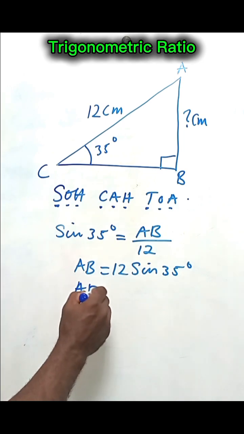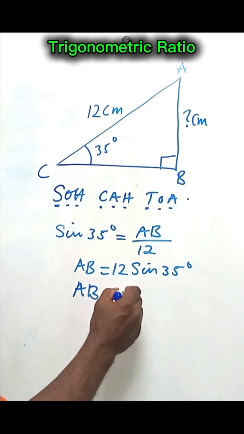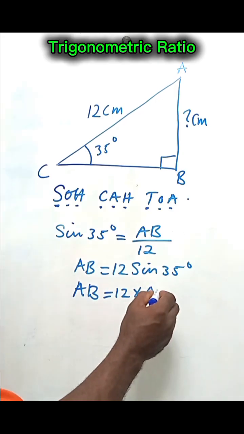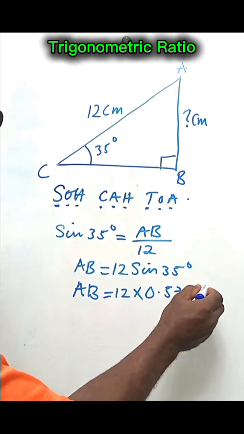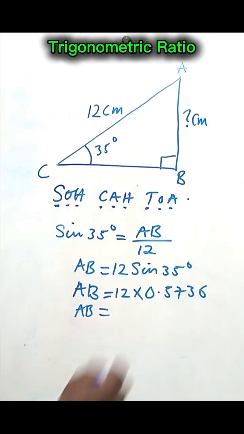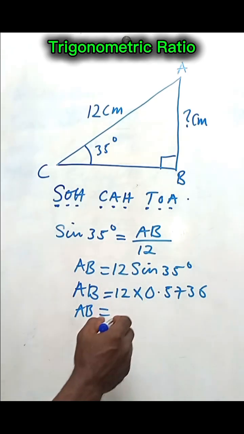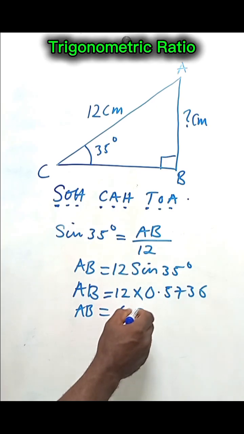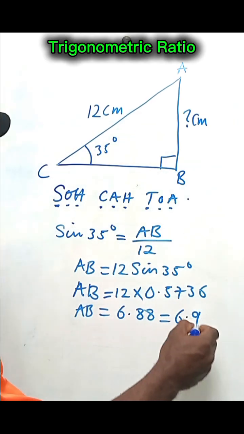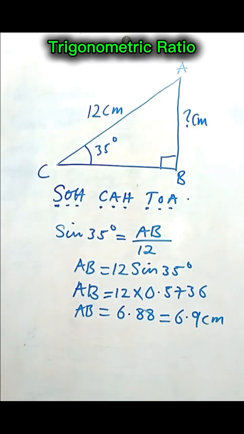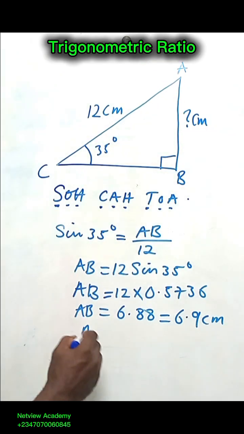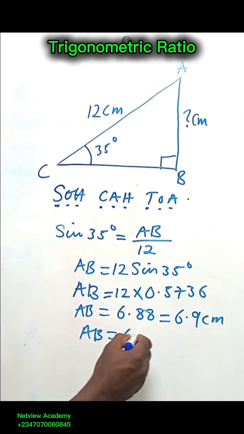Therefore, AB is equal to 12 times the sine of 35 degrees, which is 0.5736. AB is equal to 12 multiplied by 0.5736, which is 6.88, which is the same thing as 6.9 cm. Therefore, the length of AB is equal to 6.9 cm.